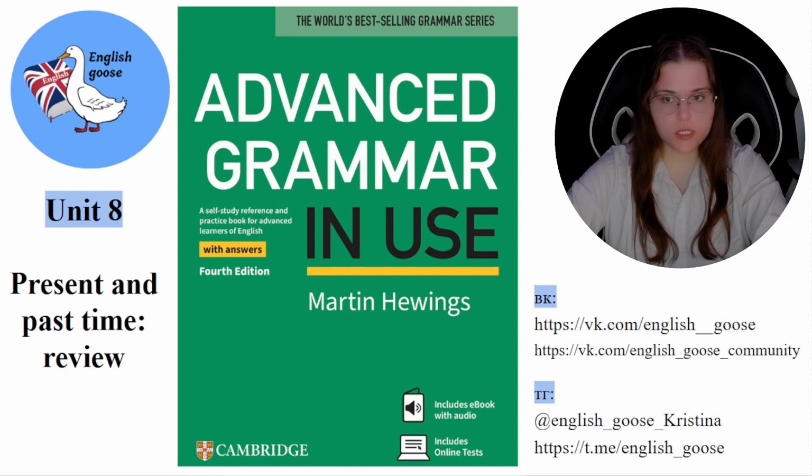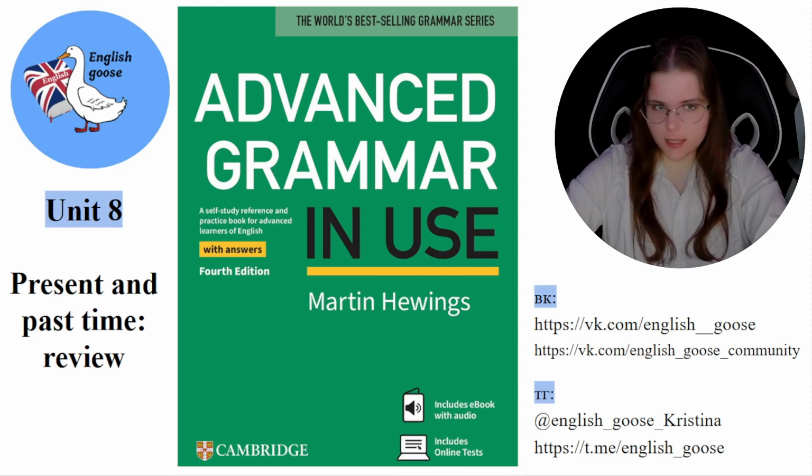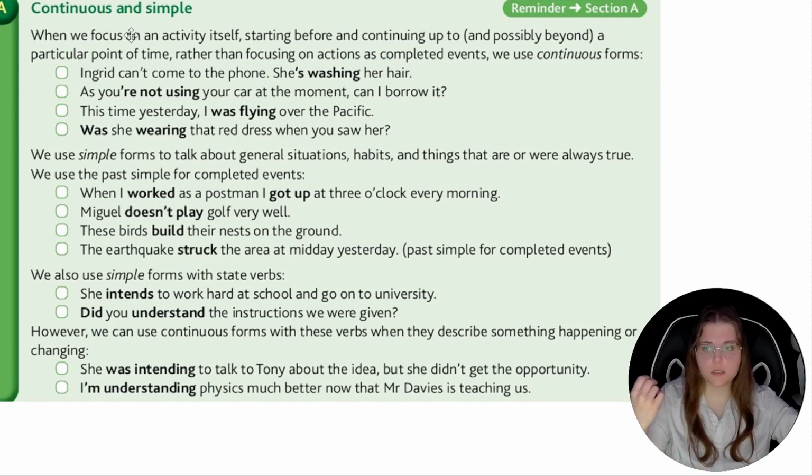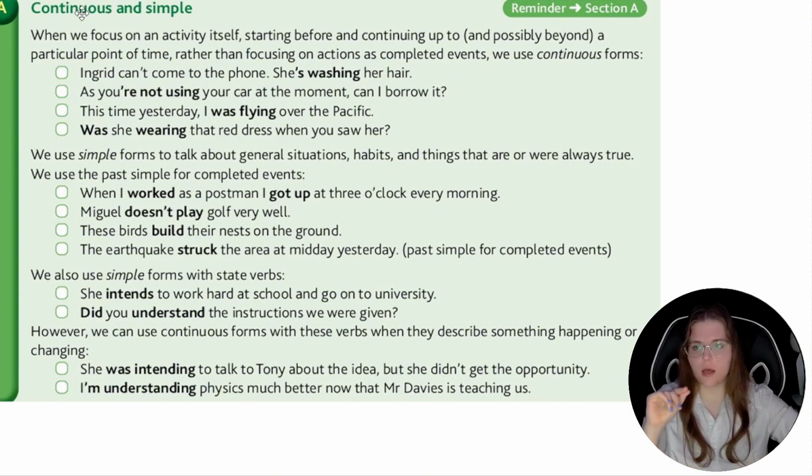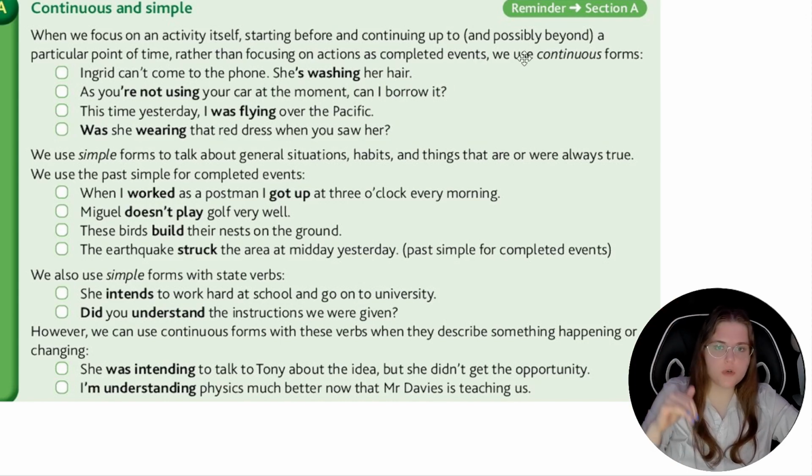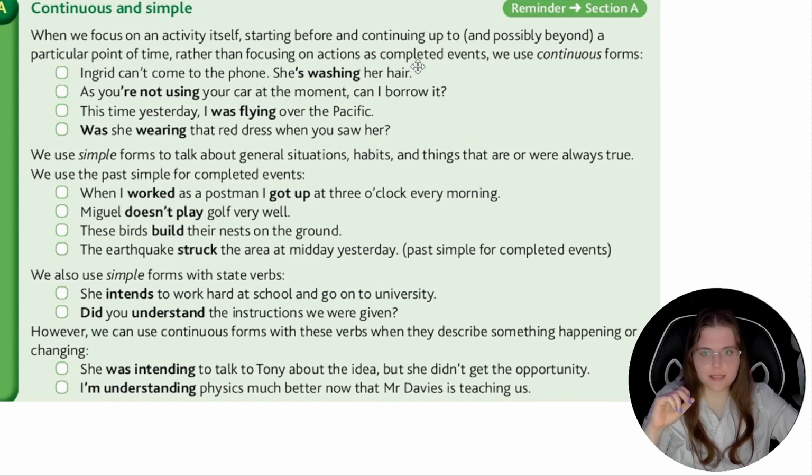In today's lesson we'll discuss Unit 8 of Advanced Grammar in Use, and we have present and past time review on the agenda. Let's jump right in. Firstly, continuous and simple. Let me remind you that continuous is about processes and simple is about facts. Now, when we focus on an activity itself, starting before and continuing up to and possibly beyond a particular point of time, rather than focusing on actions as completed events, we use continuous forms.